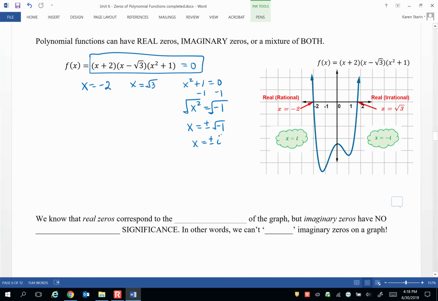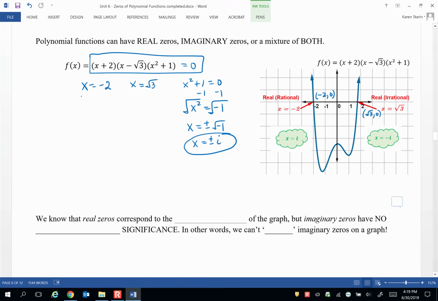So the two real solutions are where the polynomial crosses the x-axis, and we have negative 2, and its coordinates, remember, would be negative 2, 0. We also have the irrational real root of the square root of 3. So we have the square root of 3, 0 as the coordinates. And then these other two zeros are imaginary zeros, and they happen somewhere else on the curve. They are not zeros that are real. If they were, they would be where we cross the x-axis.